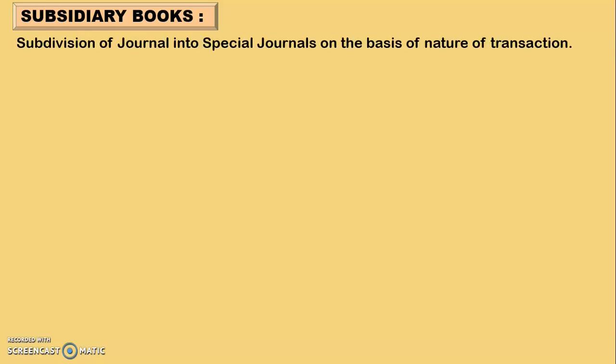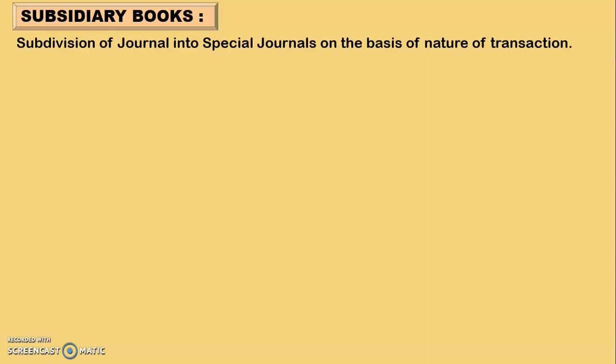Therefore, there is a need to subdivide this single journal into different special journals, and these journals are called as subsidiary books. This leads to specialization. It increases efficiency, saves time, and also serves as a quick reference. Now these subsidiary books are also books of original entries, as the transactions are first recorded in these books.